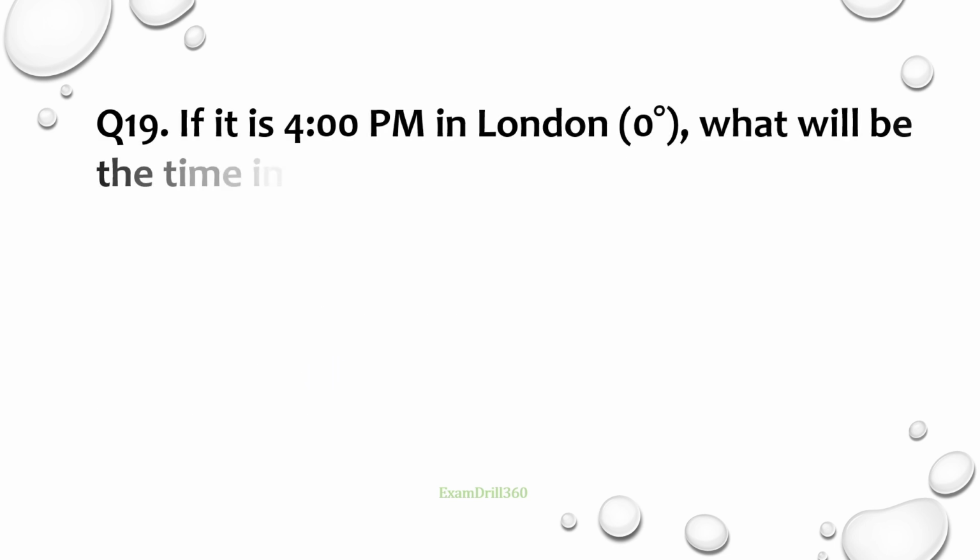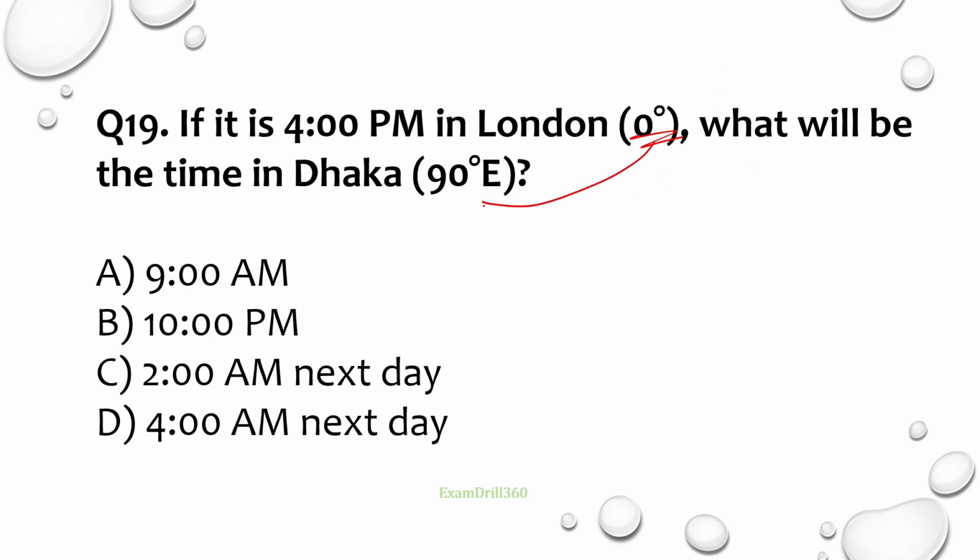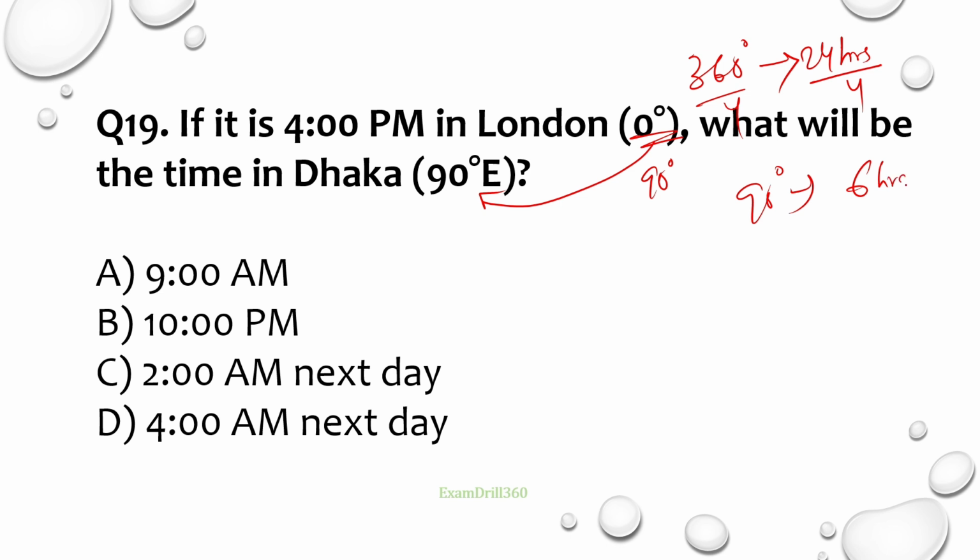Question number 19. If it is 4 p.m. in London, 0 degrees, it mentioned the longitude also, 0 degrees, what will be the time in Dhaka, 90 degrees east? So we know the degree gap is 90 degrees, and the Earth takes 24 hours to cover 360 degrees. So how much time will it take to cover 90 degrees? Now it got divided by 4, so let's divide the time by 4 also. So it will take 6 hours more.